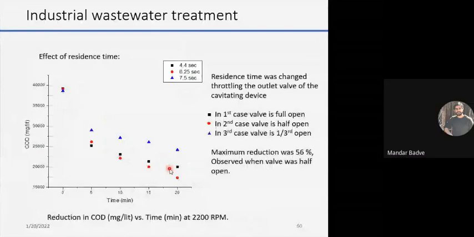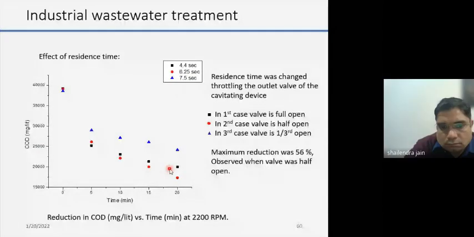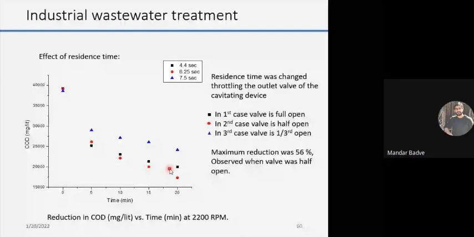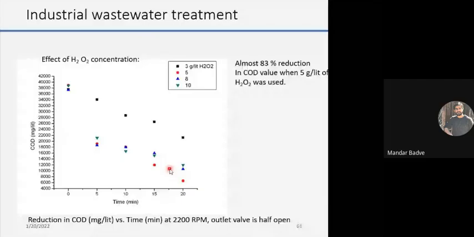Similarly, we checked different residence times, by just changing the position of the wall, and we observed that, obviously, the amount of time your liquid spends in a cavitation reactor will affect the efficiency. So that also was observed: if you increase the residence time, your efficiency of the reduction again increases too. Here also we studied the effect of cavitation with hydrogen peroxide as well.